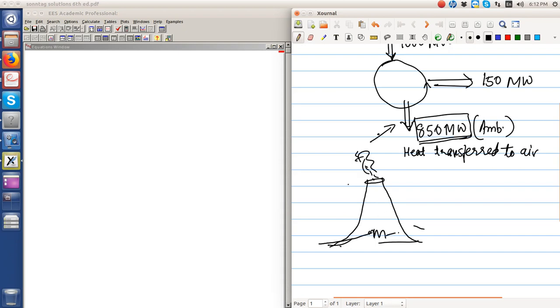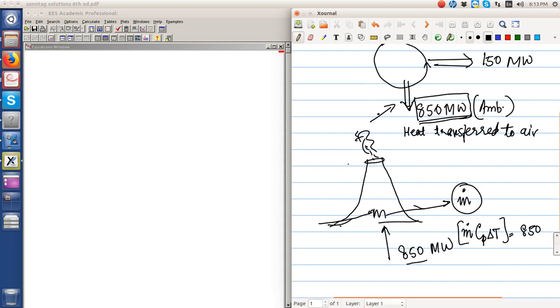So a power of 850 megawatt is being entered into the cooling tower, and a continuous draft of air with the flow rate m dot is taking the air away. So this amount of energy must be dissipated by the mass flux of air. Therefore m dot Cp delta T for air is equal to 850 megawatts.